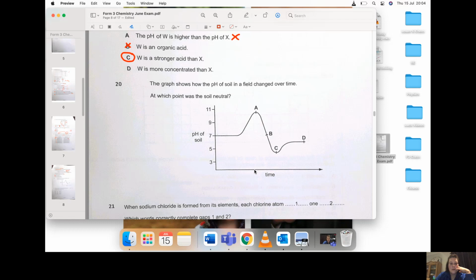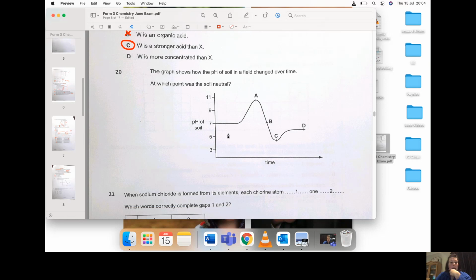Okay. Number 20. The graph shows how the pH of a soil in a field changed over time. At which point was the soil neutral? A pH of 7 is neutral. Your answer should have been B. You all should have got number 20 right. That was nice and simple.